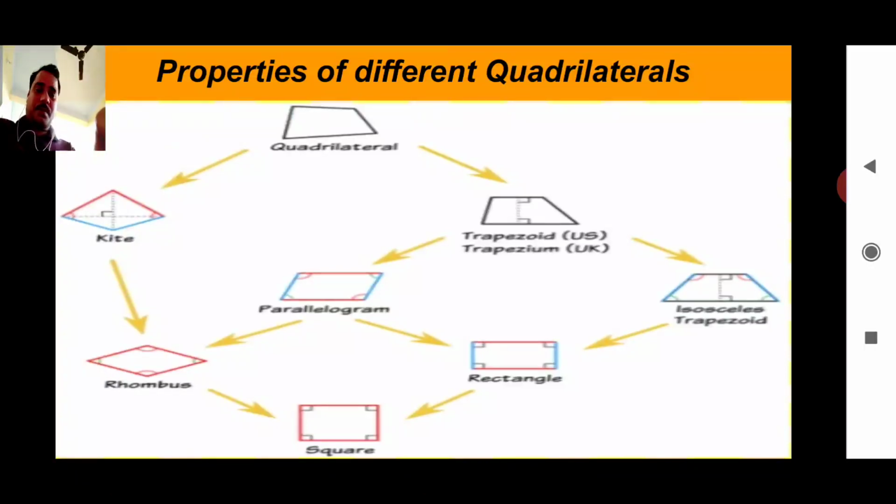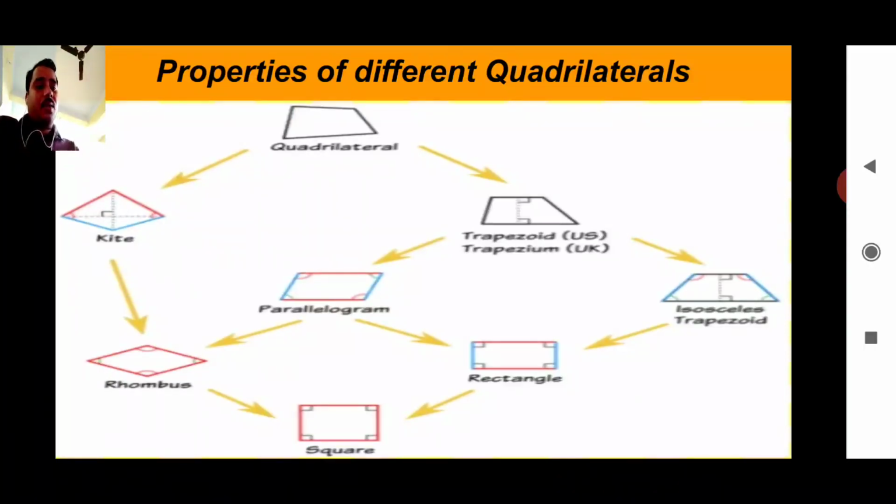Then a rhombus is a member of the kite family, and also of the parallelogram family. We see here all the sides are represented by red color, so all sides are equal. In a rectangle, opposite sides are equal, and all angles are 90 degrees. In a square, all the sides are equal, and all angles are 90 degrees.